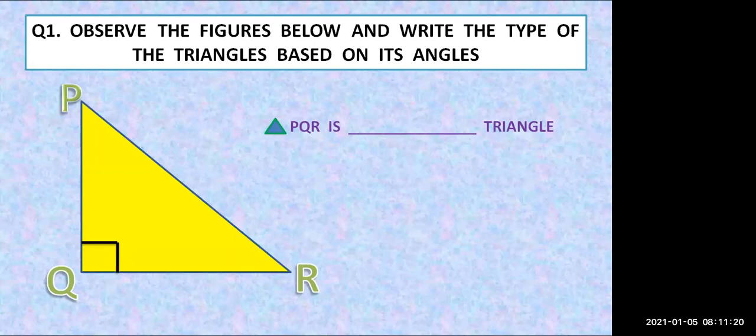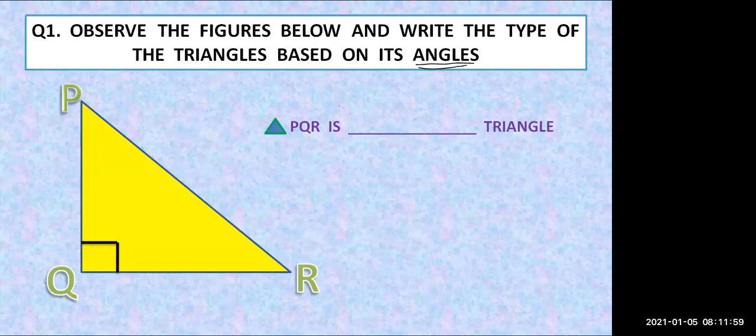Okay. Observe the figure below and write the type of triangle based on its angles. Now see, always read the question. Priya Tiwari, mute yourself. Observe the figure. You have to observe which type of triangle it is, and then check what the question exactly asks. Okay, so here I have basis on angle. So first you have to see what type of angles the triangle has.